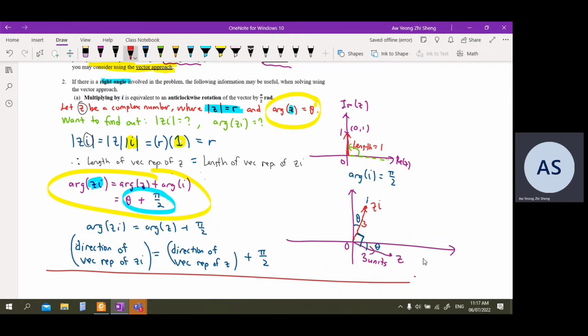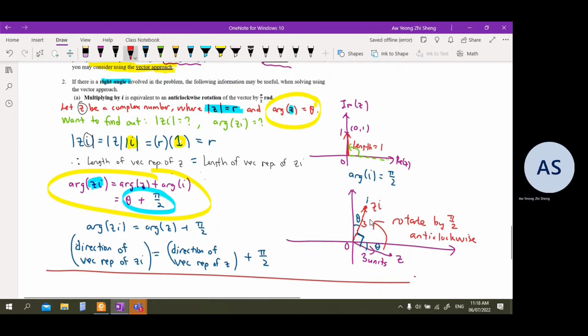And here you observe that the length from O to Z and the length from O to Zi are the same. Also, the argument of Zi is the argument of Z increased by 90 degrees, because we are rotating by pi over 2 radians anti-clockwise. So rotation by pi over 2 anti-clockwise means the argument gets increased by pi over 2.